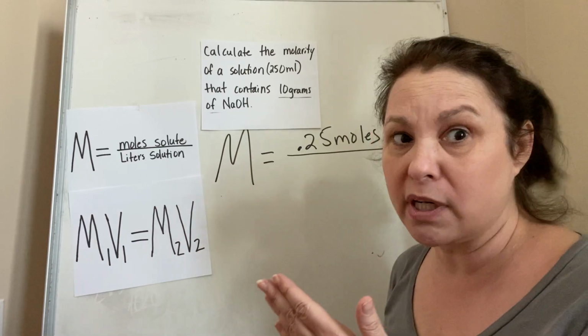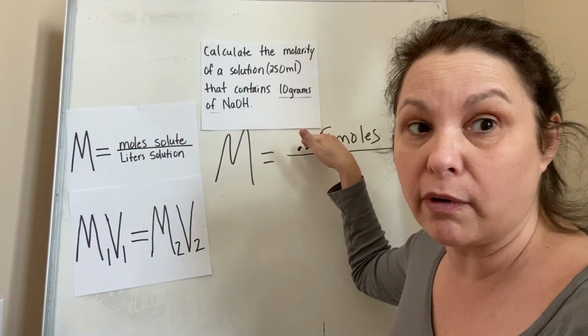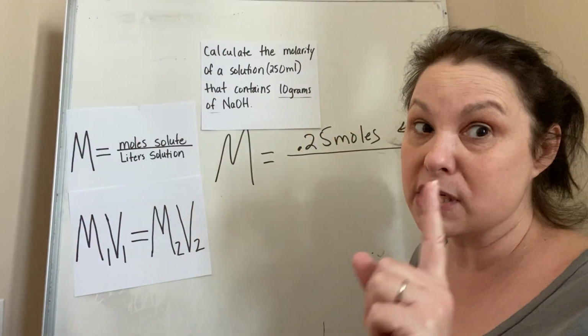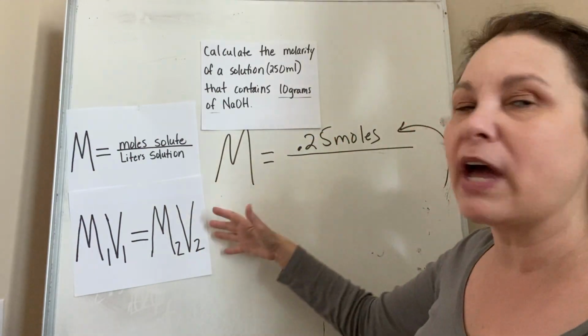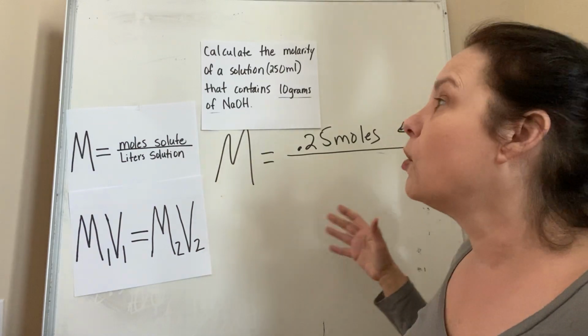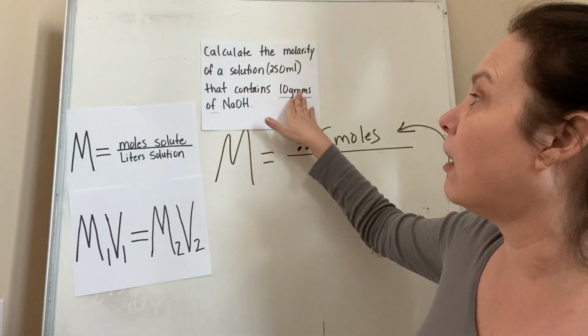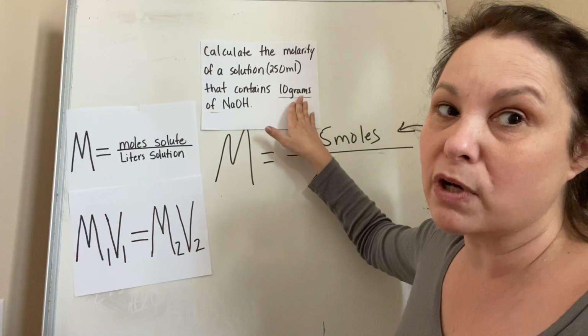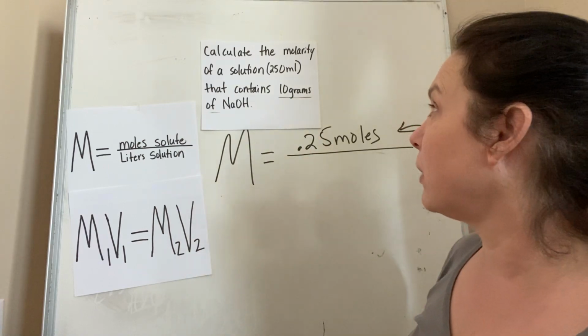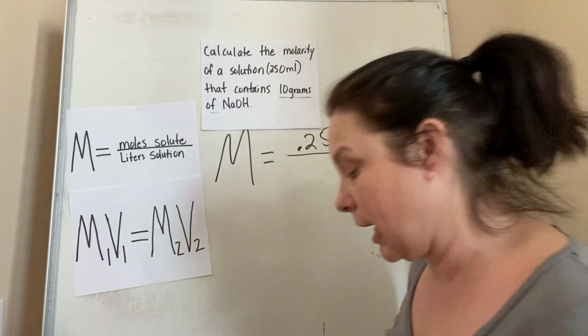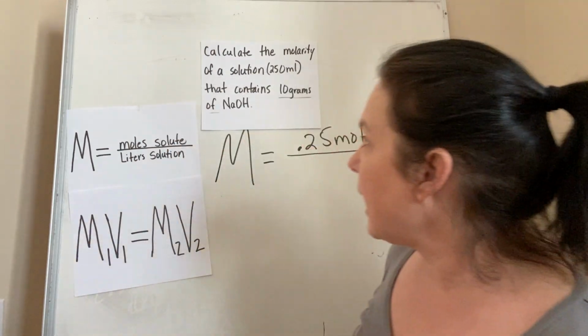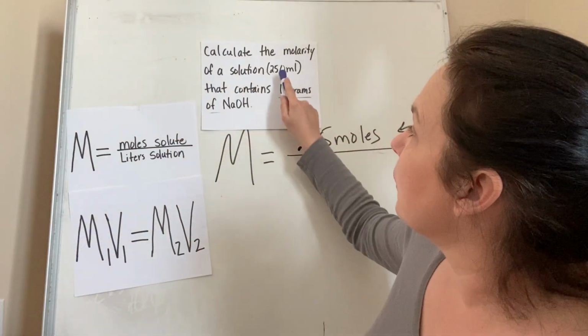You can just put it right there in the numerator and you're good to go as long as it's moles. You only have to go through that conversion process when I give you something other than moles of your solute and you have to convert it. So if I give you grams, you're going to have to convert it.